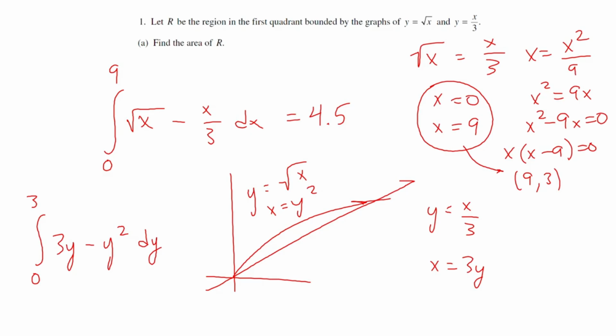Part A here was worth 3 points, 1 for correct limits on an integral, 1 for correct integrand, and 1 for the answer.